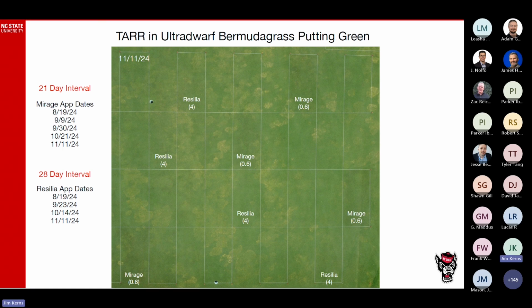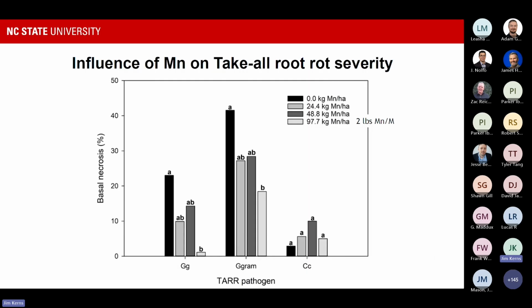So manganese here also played a good role in suppression. Now, we did this all in one shot, but you see it worked very, very well, especially for Gaeumannomyces graminis. Not quite as well for Graminicola, but still did good.